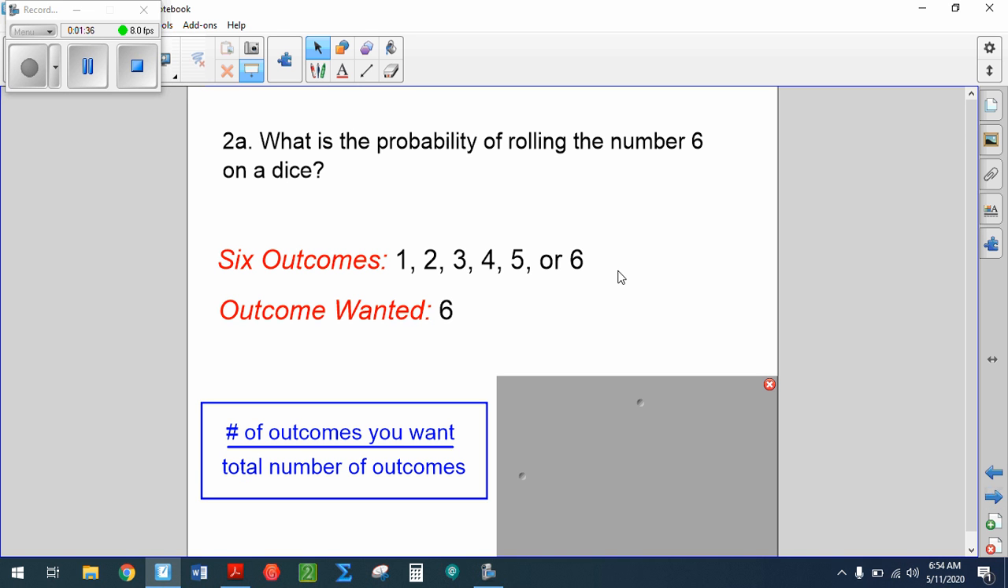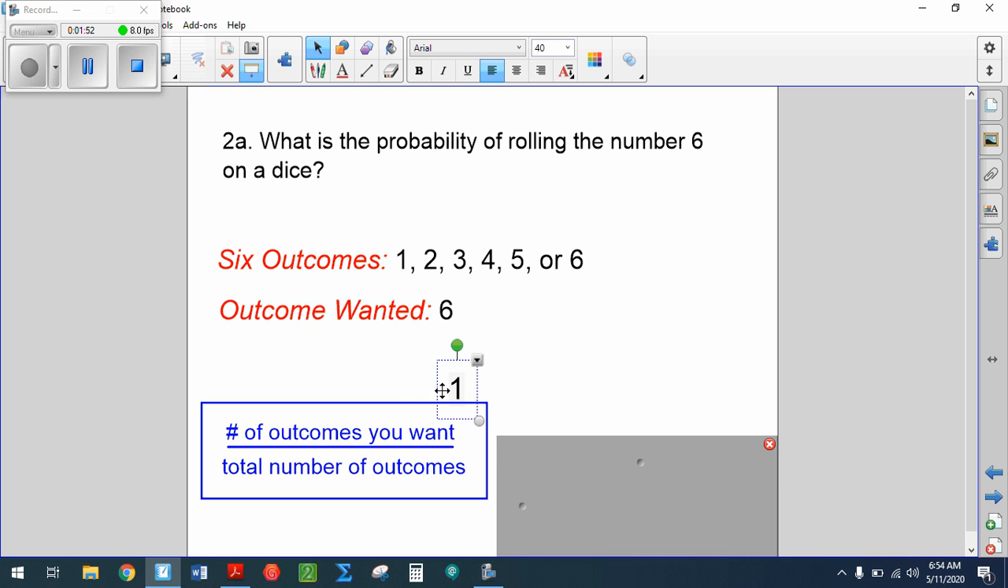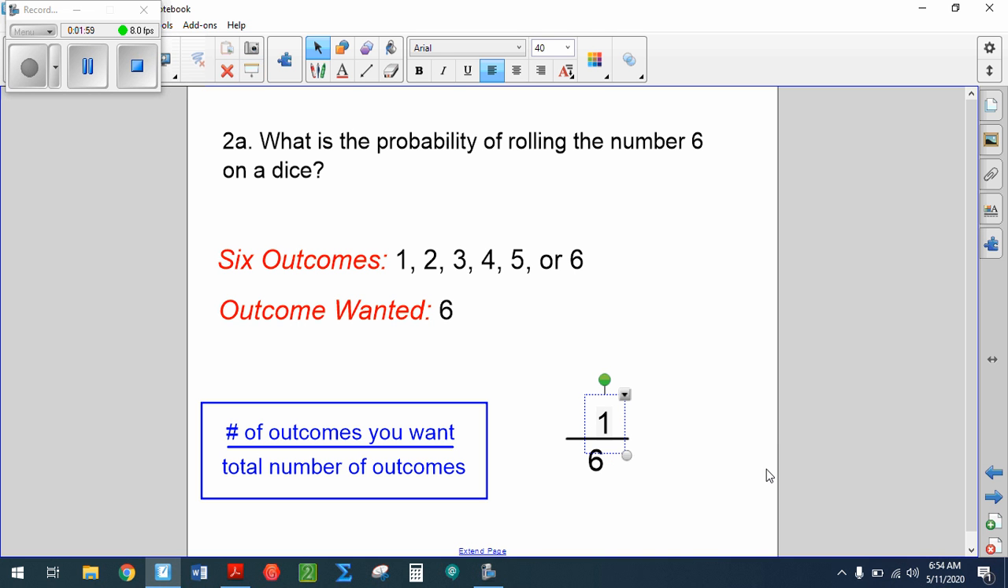What's the probability of rolling the number 6 on a dice? So on a dice, I have 6 outcomes, 1, 2, 3, 4, 5, and 6, and I just want the number 6. So the number of outcomes I want is 1. There's one outcome that I want, right? I want the number 6 over the total number of outcomes. There's 6 outcomes. 1, 2, 3, 4, 5, or 6. So there's a 1 in 6 probability of getting the number 6.